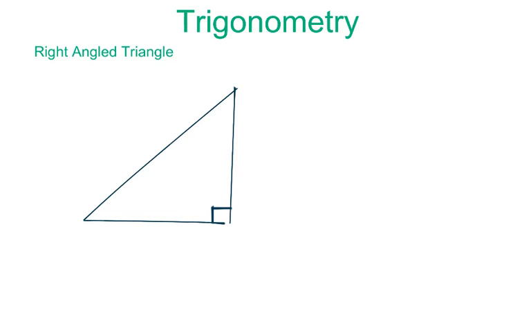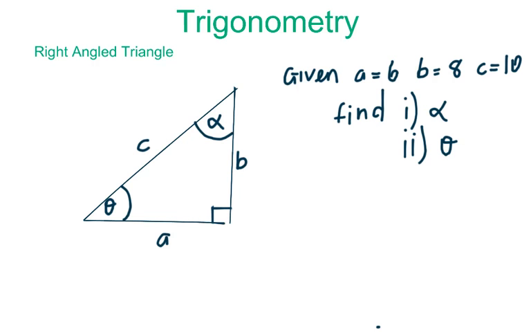Let's look at another example. Our question is: given A is equal to 6, B is equal to 8, and C is equal to 10, find the angle alpha, and then part 2, find the angle theta. We can put the given information into our diagram. A is equal to 6, B is equal to 8, and C is equal to 10. Okay, so let's look at part 1, which is finding alpha.